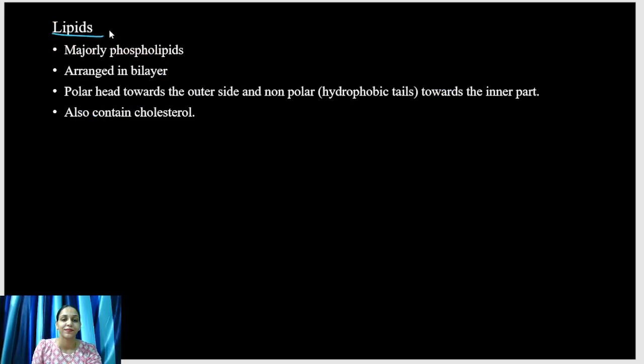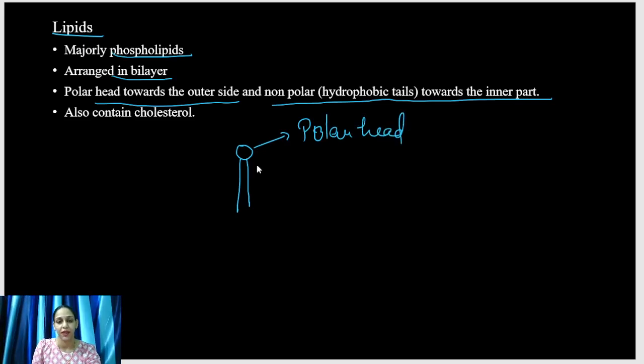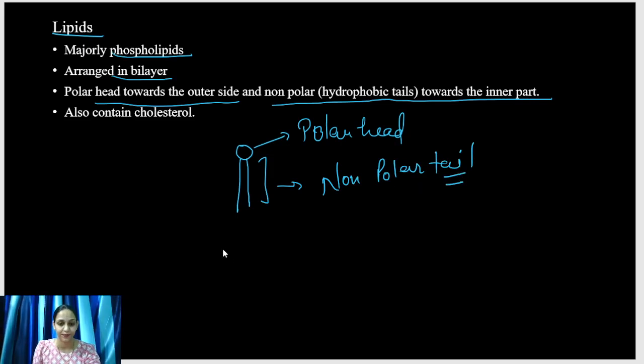Lipids. Lipids are majorly phospholipids arranged in bilayer, polar head towards the outer side and non-polar hydrophobic tail towards the inner part. What it means? This is the structure of phospholipid. This is the polar head and non-polar tail. These are arranged in a bilayer like this. This is the structure of plasma membrane.